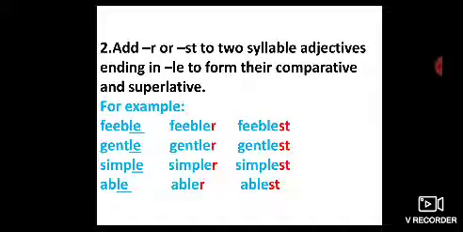The rule is, when the adjectives are two-syllable adjectives and they are ending in LE, you can see that in the comparative, R is added, and to change into superlative, ST is added. So feeble, feebler, feeblest. Gentle, gentler, gentlest. Simple, simpler, simplest. Able, abler, ablest.